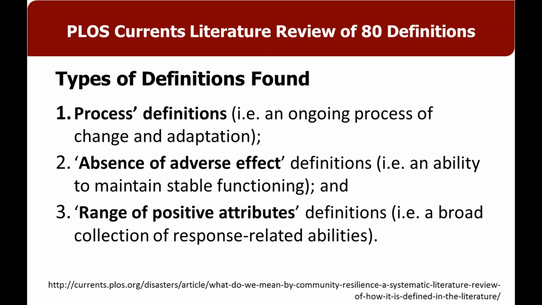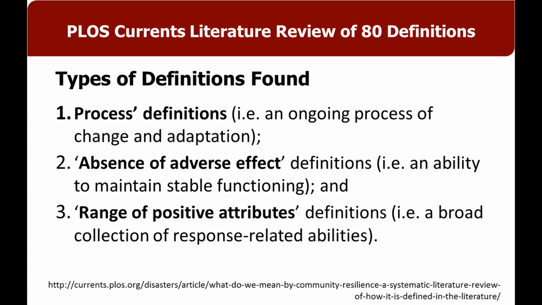So when they looked at these 80 different definitions, they tried to put them into some sort of categories. And there were 3 primary categories that they used. One was process definitions. So how does the organization adapt and change over time? The second type of definition fell into the category of an absence of an adverse effect. In other words, it didn't hurt us. Whatever the thing that happened didn't have a negative impact on us. We were able to maintain stable functioning.